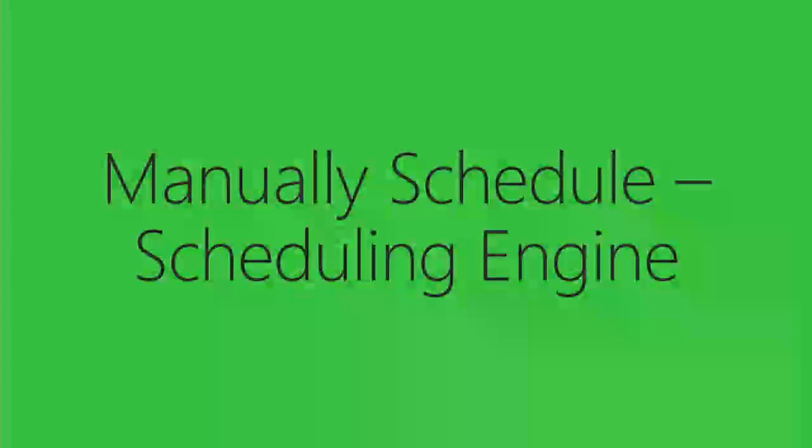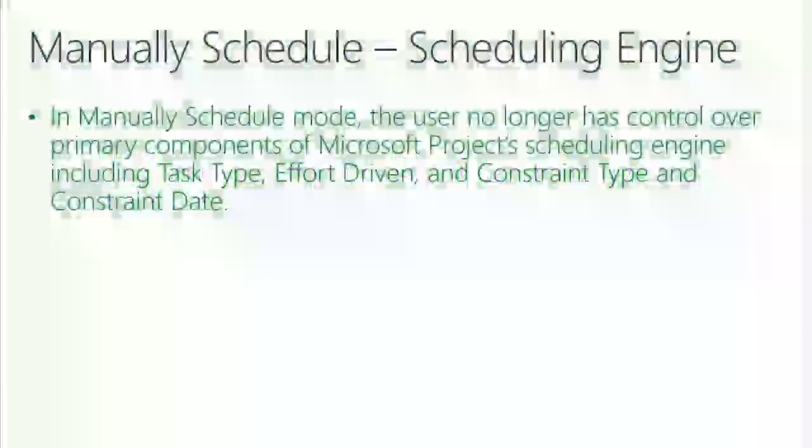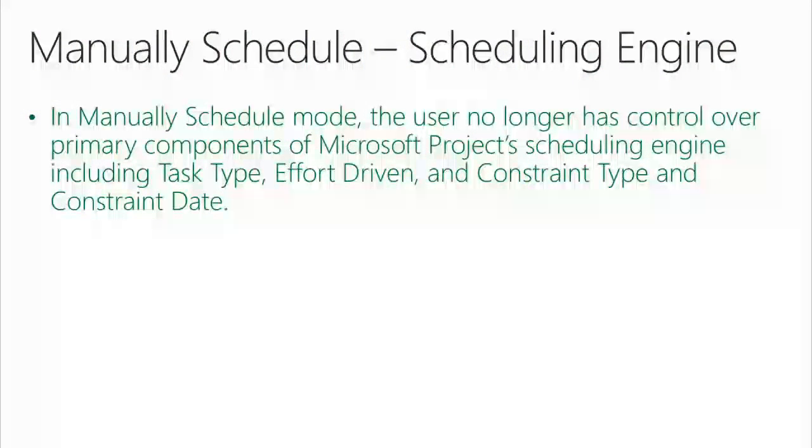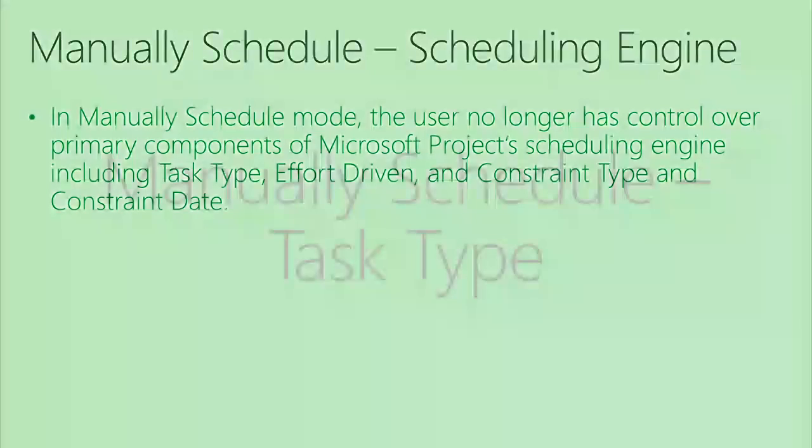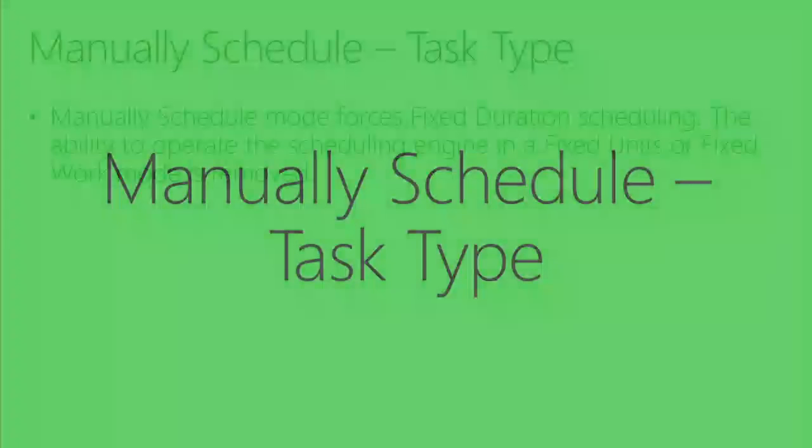All right, let's go after one of my favorite parts of project, the scheduling engine. Let's start here and see what manually schedule does with the scheduling engine. In manually scheduled mode, you no longer have control over the primary components of project scheduling engine, including task type, effort-driven, constraint type, and constraint date. You don't. So let's start with task type.